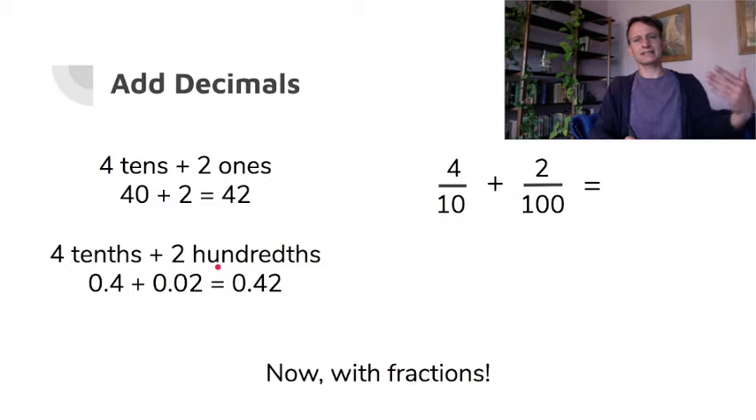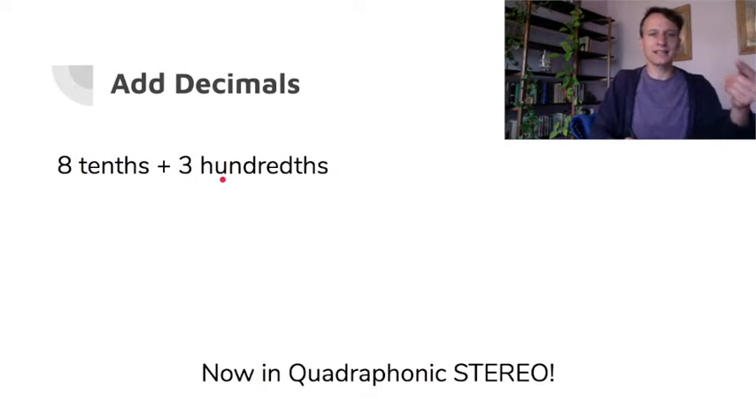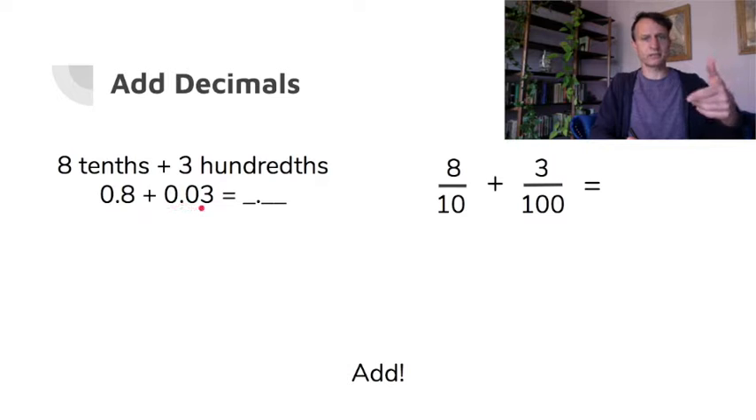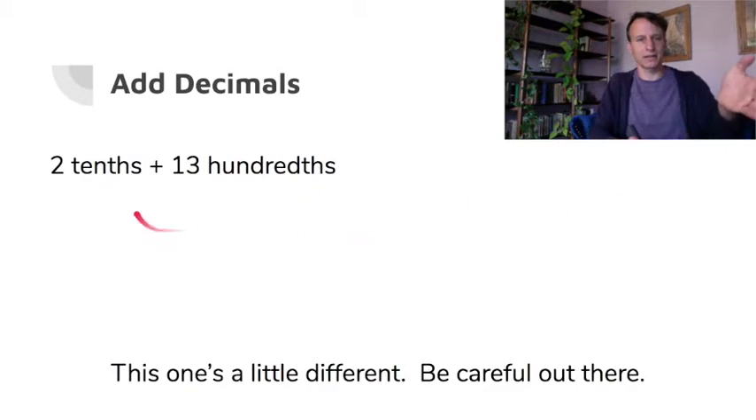Now, let's take that same example and write it in fractional form. 4 tenths plus 2 hundredths is 42 hundredths. It's the same thing. 8 tenths plus 3 hundredths. Same idea, isn't it? 8 tenths plus 3 hundredths in fraction or decimal form is 83 hundredths. 83 hundredths. Yes, all right, how about this?